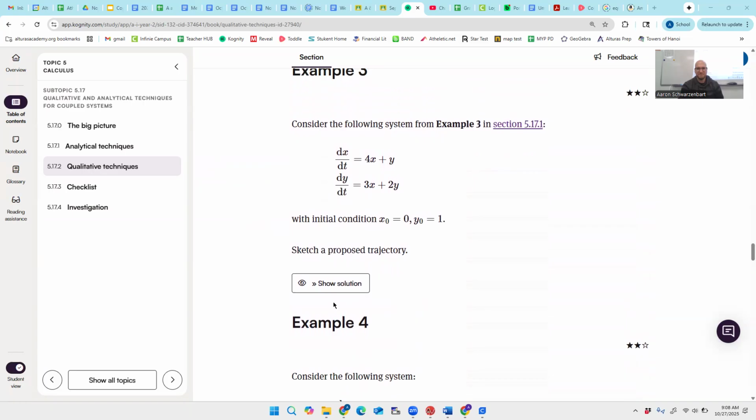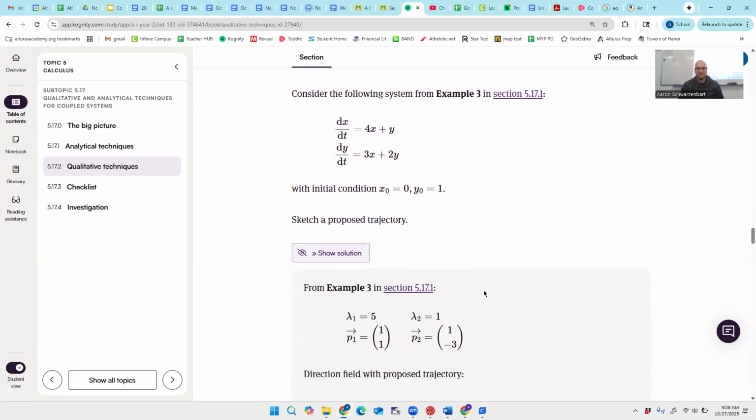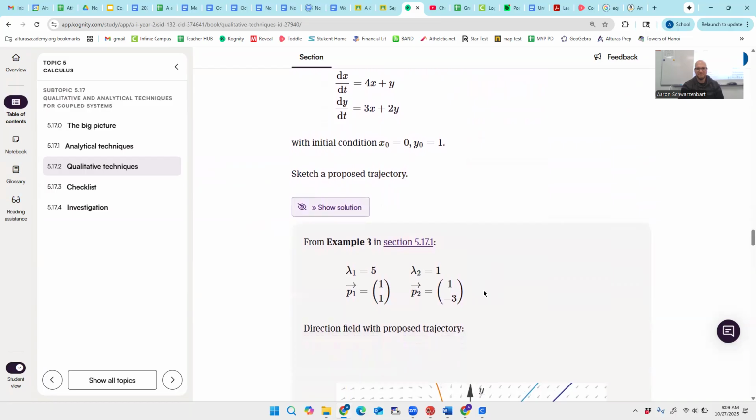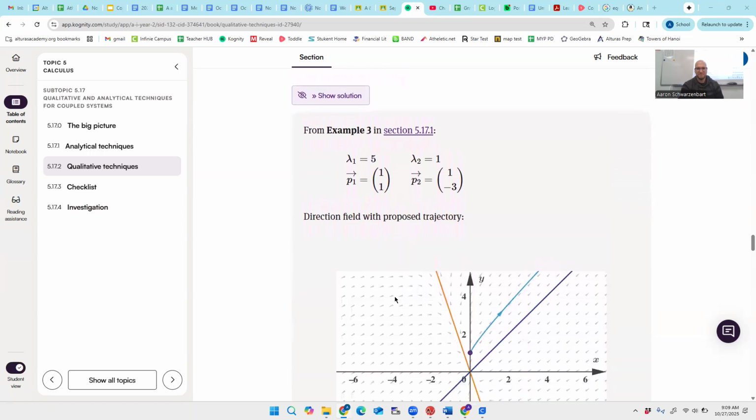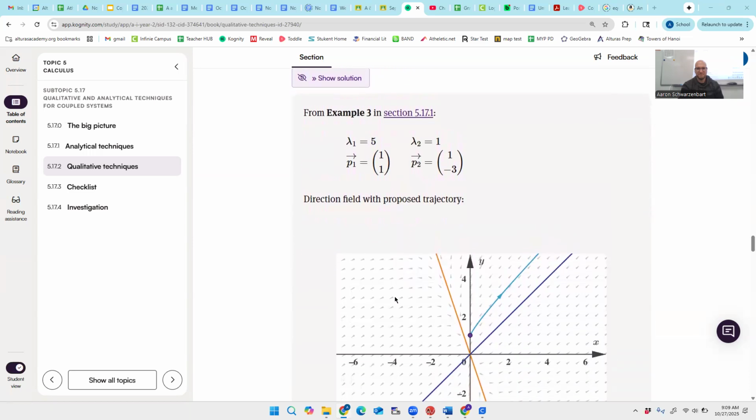Okay, looking at this one. New coupled system. Which eigenvector am I following? 1, 1. And I'm starting at 0, 1. And it's got to go out because those are positives. Given enough time, this will eventually hook in a little closer to this eigenvector, but that makes sense. Something they might look for is that you started with the proper slope.